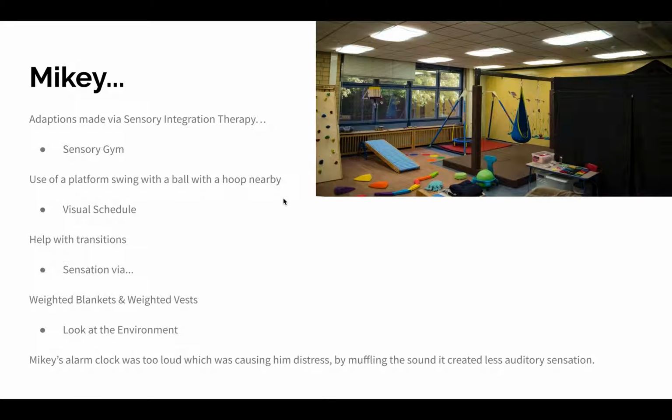They used a platform swing with a ball with a hoop nearby. They also added visual schedules to help with transitions. And he got sensory input through weighted blankets and weighted vests. One of the important things to do with sensory integration is to look at the environment to see if there's anything that is causing distress. So, for example, Mikey's alarm clock was too loud, which was causing him distress in the morning. What they did was they muffled the sound to create less auditory sensation, and this improved Mikey's mornings.